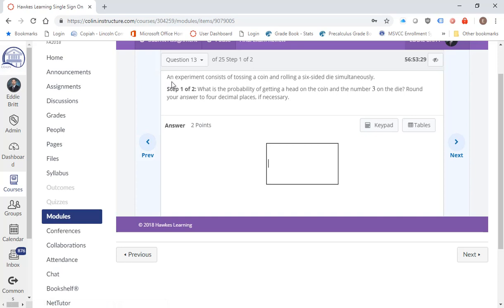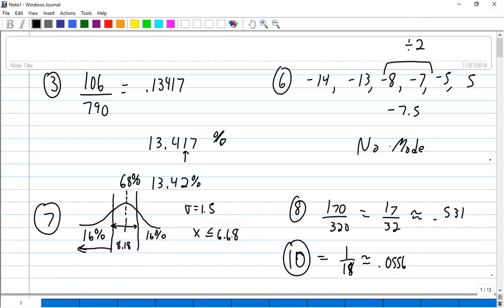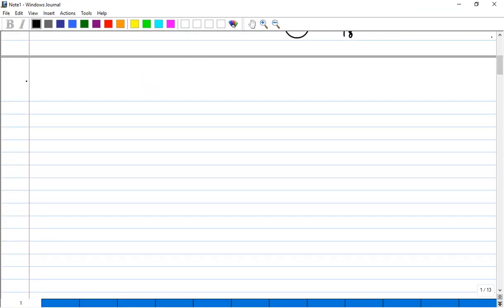All right, so this is probability of, we want to know what is the probability of getting a head on a coin and a 3 on a die. So if you were to roll a die and you were to flip a coin. All right, so the probability of, this is step 1 on number 13, of getting a head is just 1/2. Right, heads and tails, same probability. And rolling a 3. If it's a 6-sided die, then that's 1 out of 6 chance that we're going to roll a 3. So the probability of both of these things happening, that's going to be 1/12.